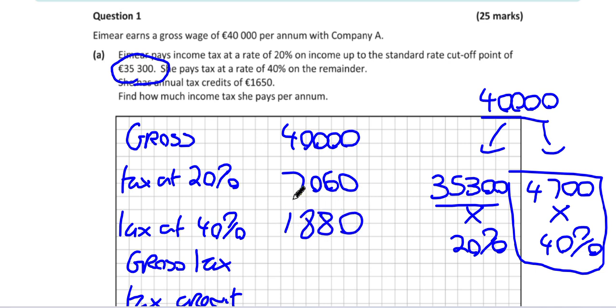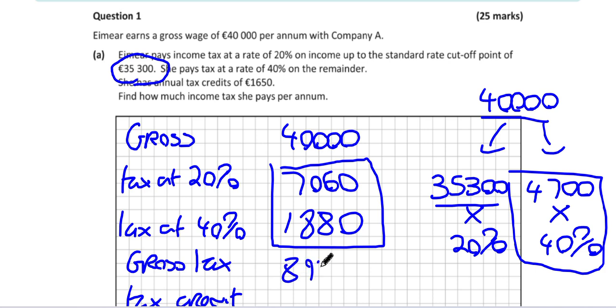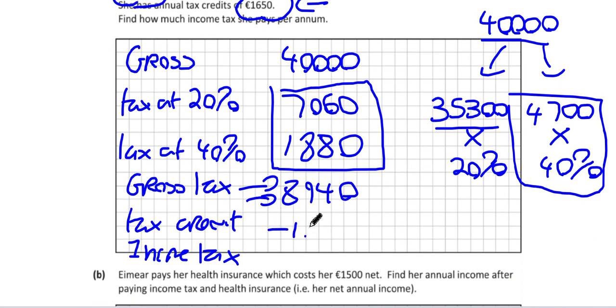Now how do we get our gross tax? Gross tax is add them both together. So 8,940. That's how much we're meant to pay the government. Are we going to pay them all that? Why not? It's called tax credit. We take away the tax credit. And how much are we actually going to pay them? 7,290. You all cool with that?